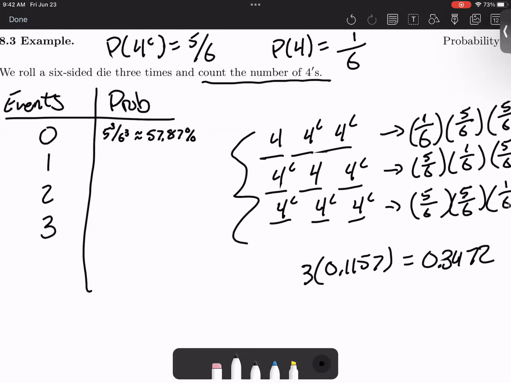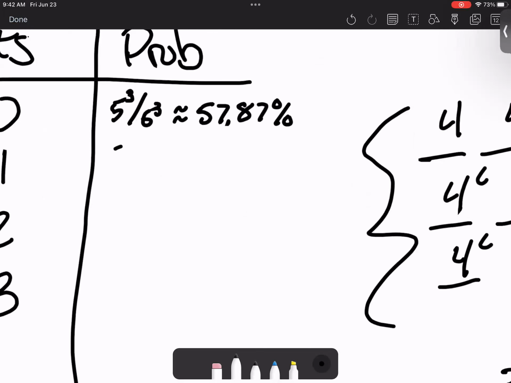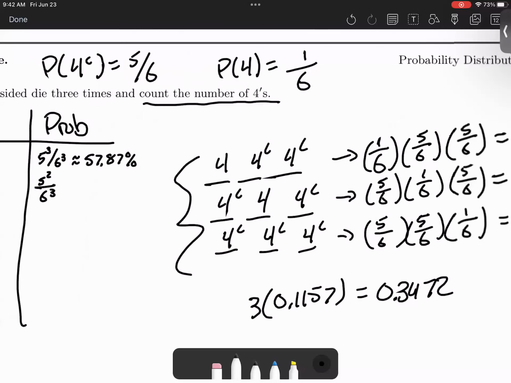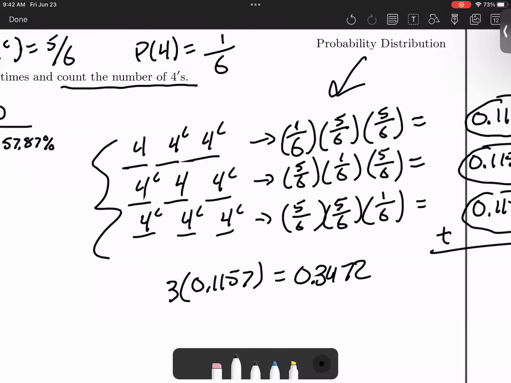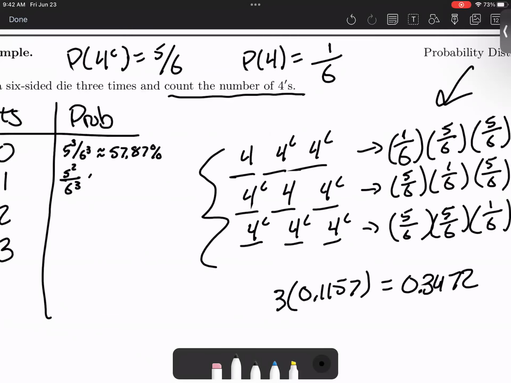So in this case, the event of rolling 1, 4 across 3 rolls was 5 squared over 6 cubed, right? If you go over to all of these, every single row has 2 5s, and then the 1 doesn't matter because it's the multiplicative identity, but we still have 3 6s down in the denominator. Oh, but then I have to multiply by 3 because there's 3 ways to do that. And we get 34.72%.